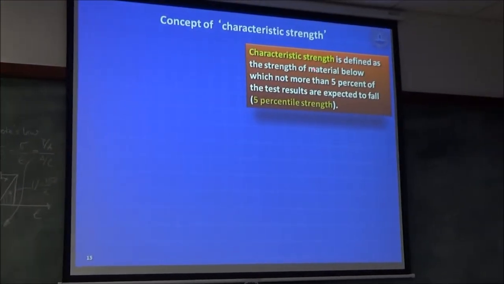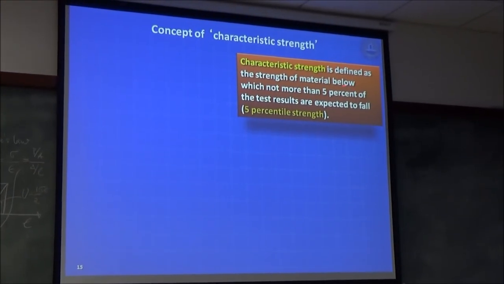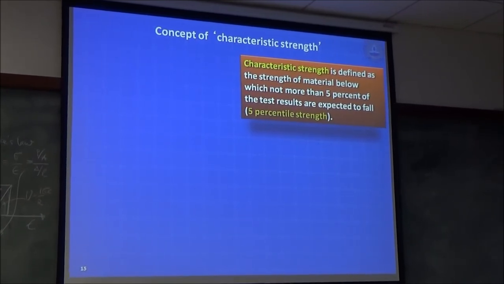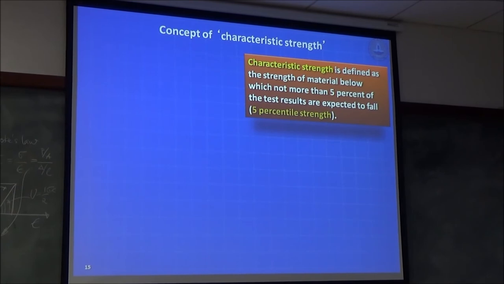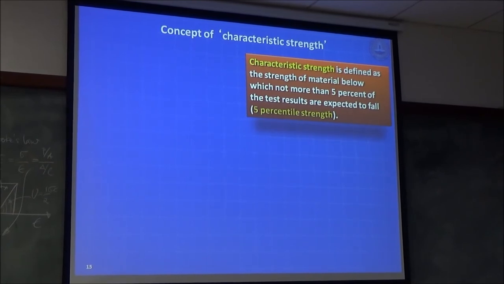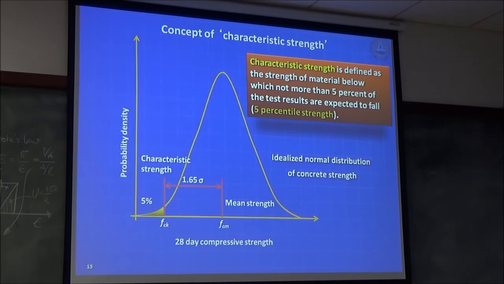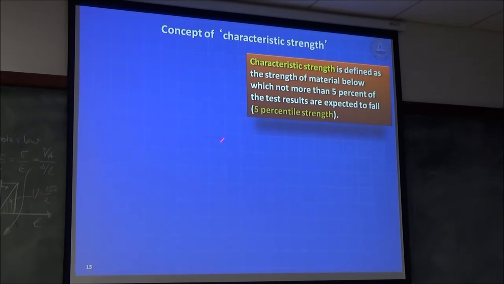Characteristic strength is defined as the strength of the material below which not more than 5% of the test results are expected to fall. Got it? We did it from first principle without going through the bad mugging up that we went through. He did it from first principle. So, it's also called 5 percentile strength.